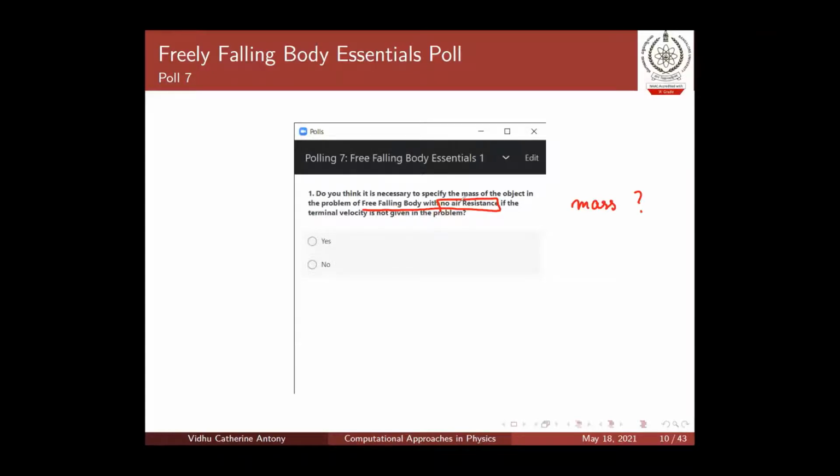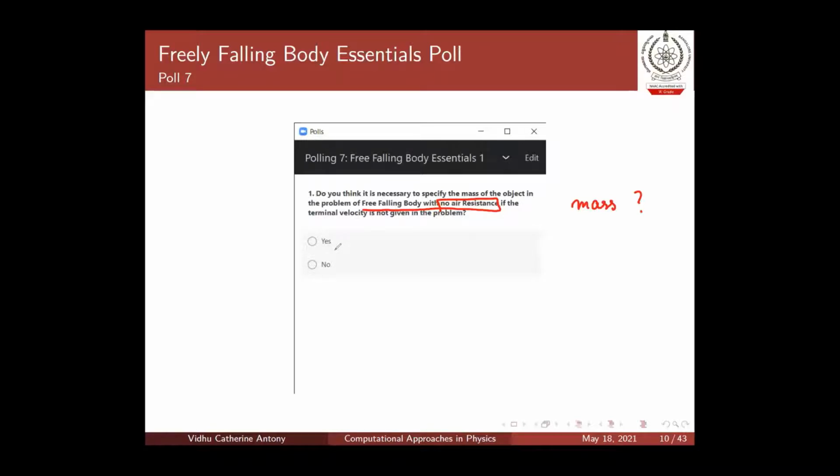So what is it? Do you think it is necessary to specify the mass of the object in the problem of a freely falling body with no air resistance? No, it is not required. So the answer is no. I hope you got that. If you haven't, let me know in the chat.